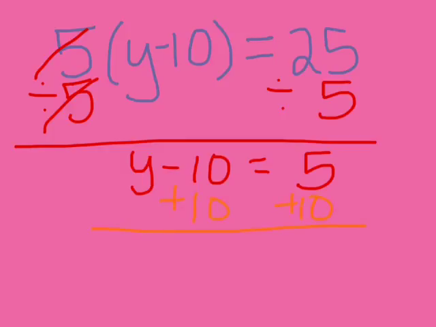What I do to one side, I have to do the other. And on the left, I end up with a y. And on the right, 5 plus 10 gives me 15. So the y value that makes this equation true is y must be 15.